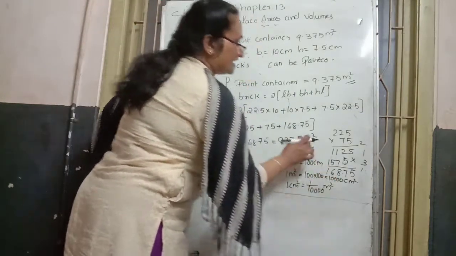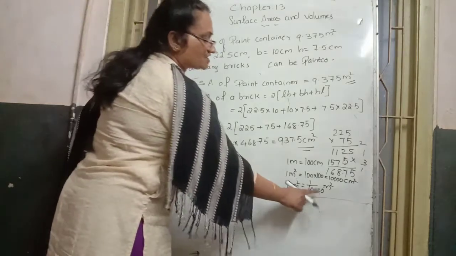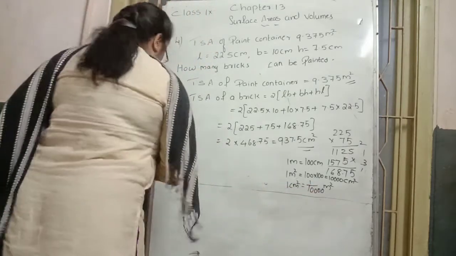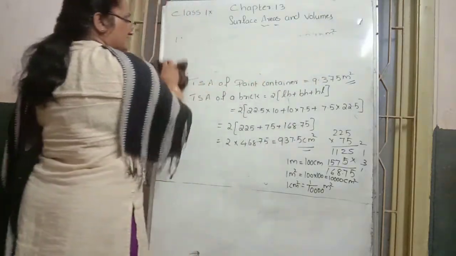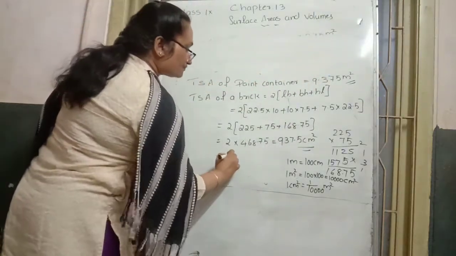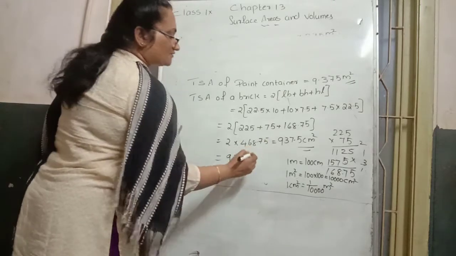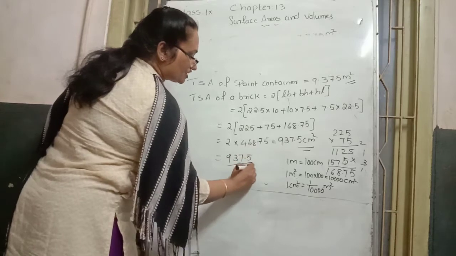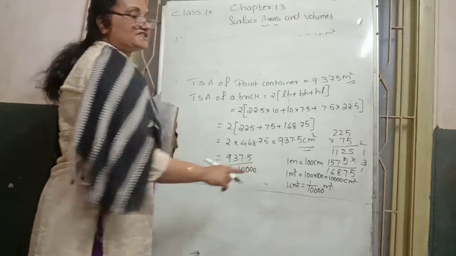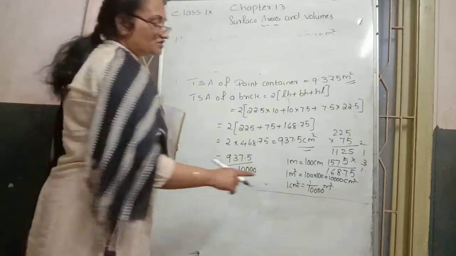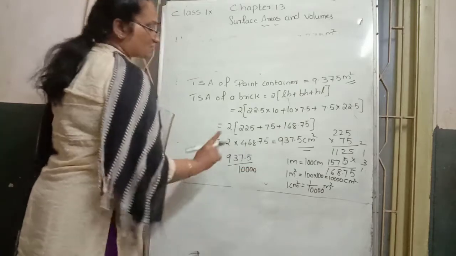So we can divide 937.5 by 10,000. Converting centimeter to meter, that is, from the smaller unit to the higher unit, means division. Which number do we divide by? 10,000, because we already found that 1 centimeter square is 1 by 10,000 meter square.